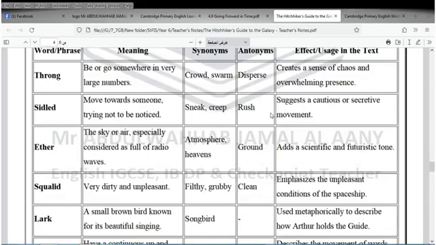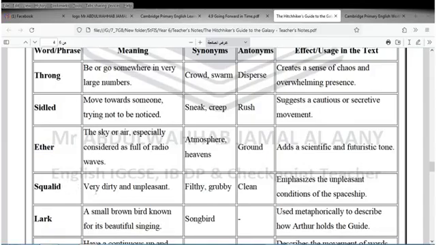And the antonym is rush, and the usage, or the effect, is to suggest cautious or secretive movement. Ether: it is the sky, the air, especially considered as full of radio waves. It is the atmosphere and the heavens, while the antonym is the ground, up and down. It will add a scientific and a futuristic tone when you are using ether.